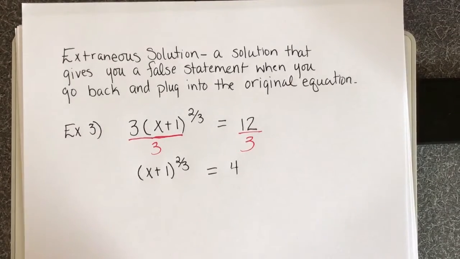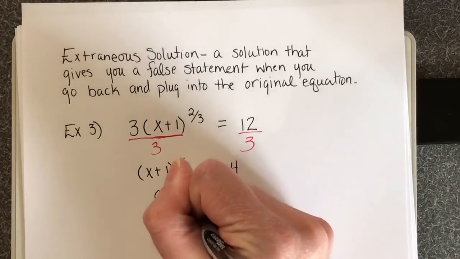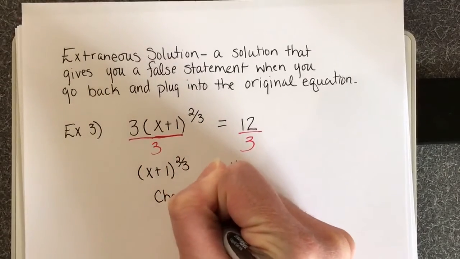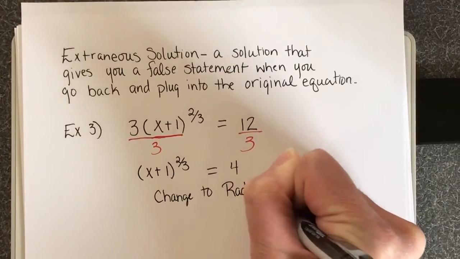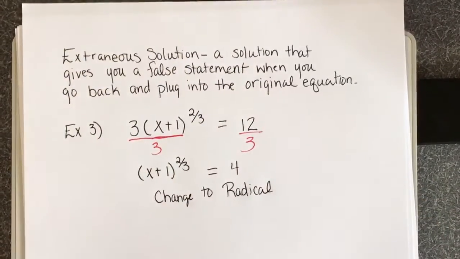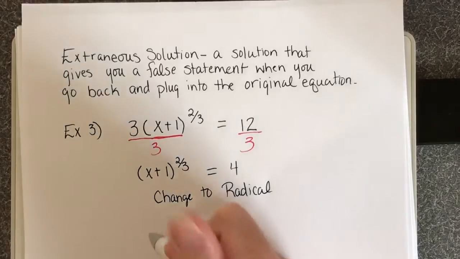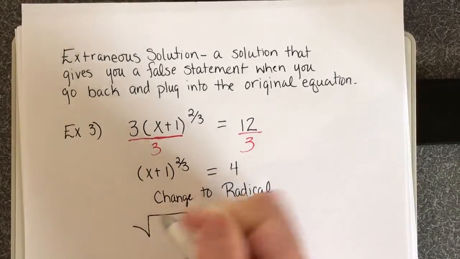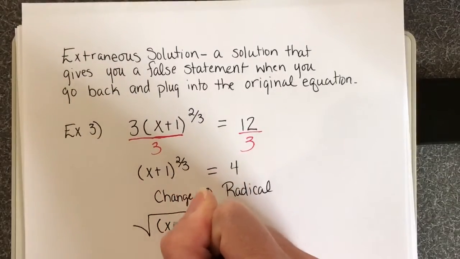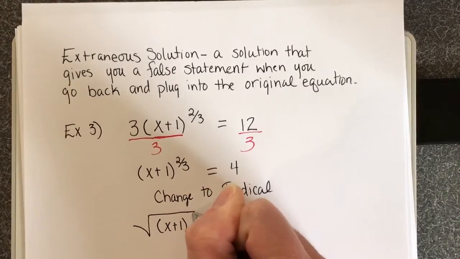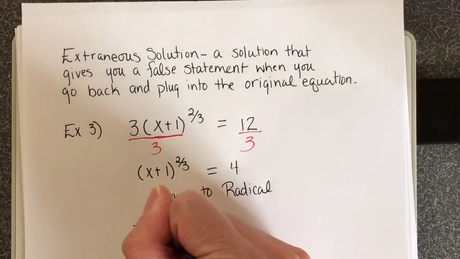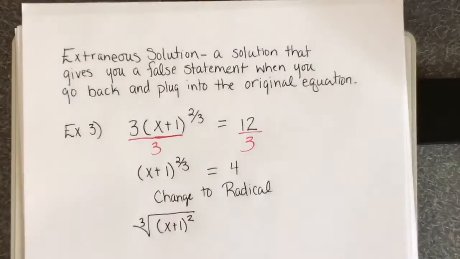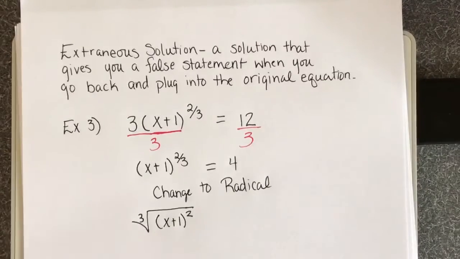Now, when it comes to rational exponents, I prefer looking at them in radical form. So I'm now going to turn this into a radical. So 2/3 is the same thing as saying x plus 1 squared, so the 2 is the power, and then it's the cube root. So the cube root of x plus 1 quantity squared.